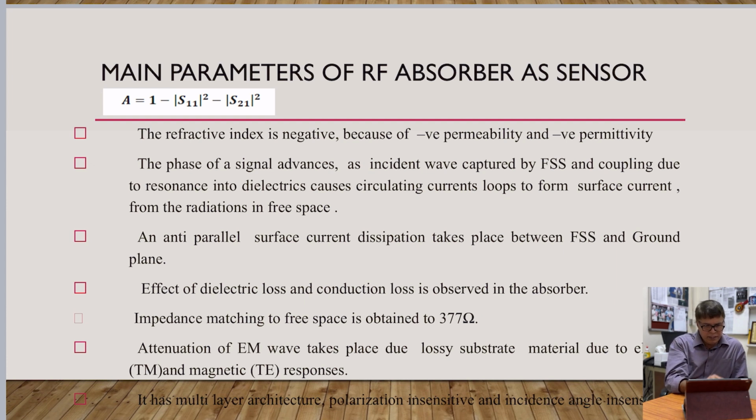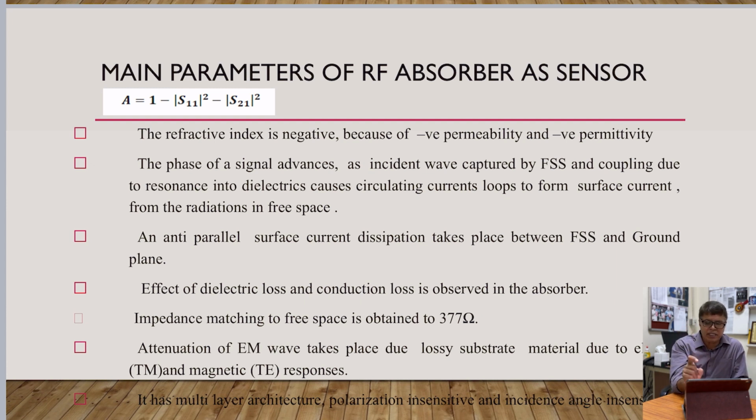If we see the second point, the phase of the signal advances as the incident wave is captured by FSS. Coupling due to resonance into the dielectric causes circulating loop currents to form surface current from the radiations from free space. Point number 3, an anti-parallel surface current dissipation takes place between FSS and the ground plane. Point number 4, the effect of dielectric loss, as already told to you, and conduction loss form the value of the absorbance.